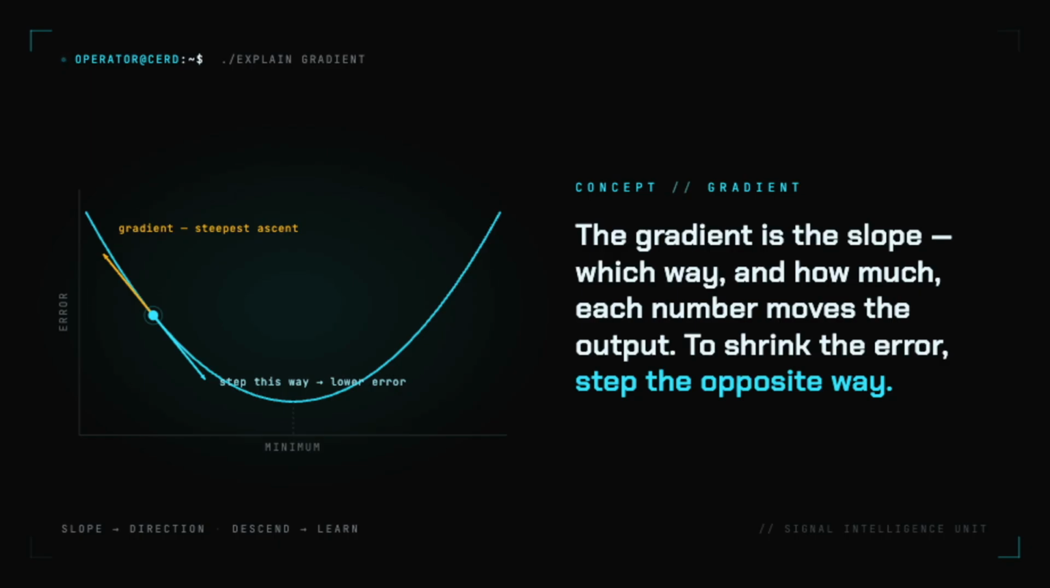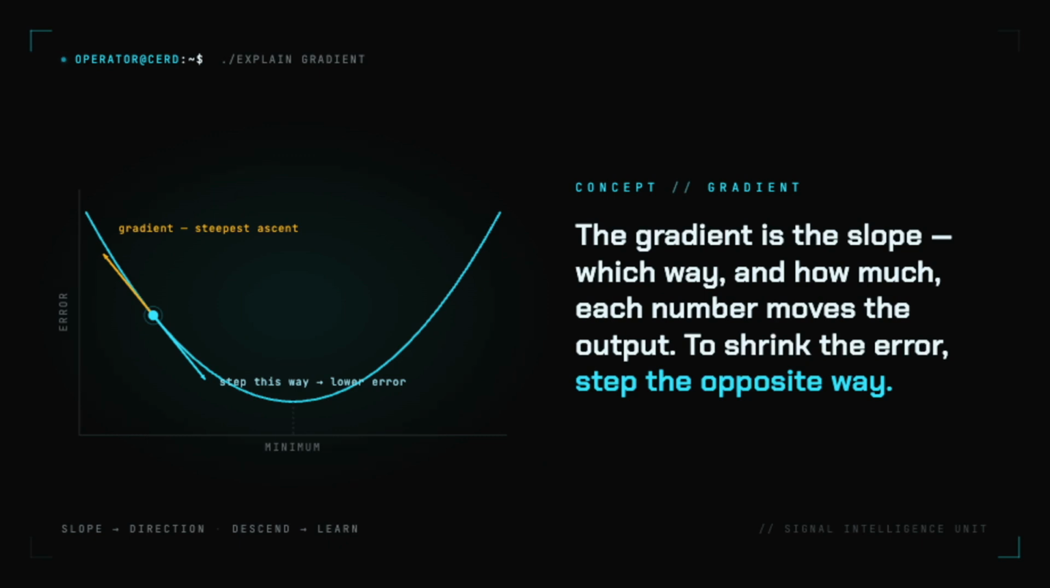But realistically, a real network is going to have millions of inputs. So the gradient is all those slopes at once. That's one number per input, each one basically going, hey, if you nudge me, here's how the error moves.